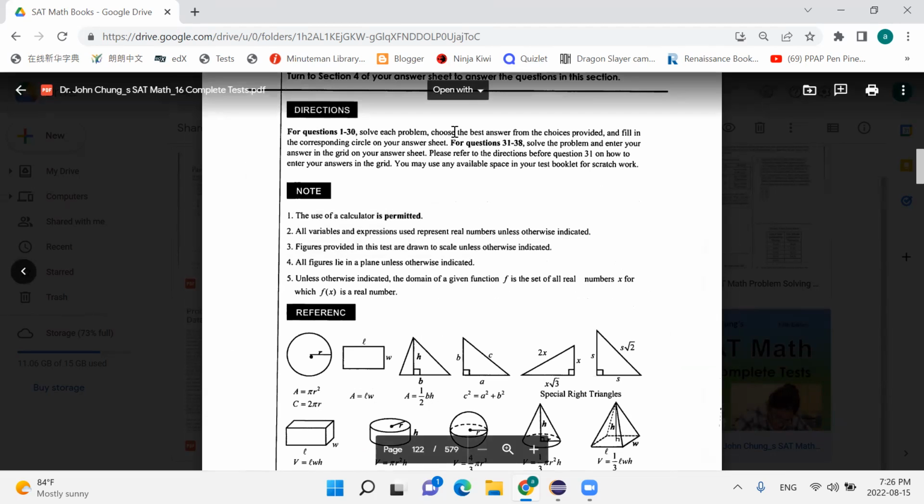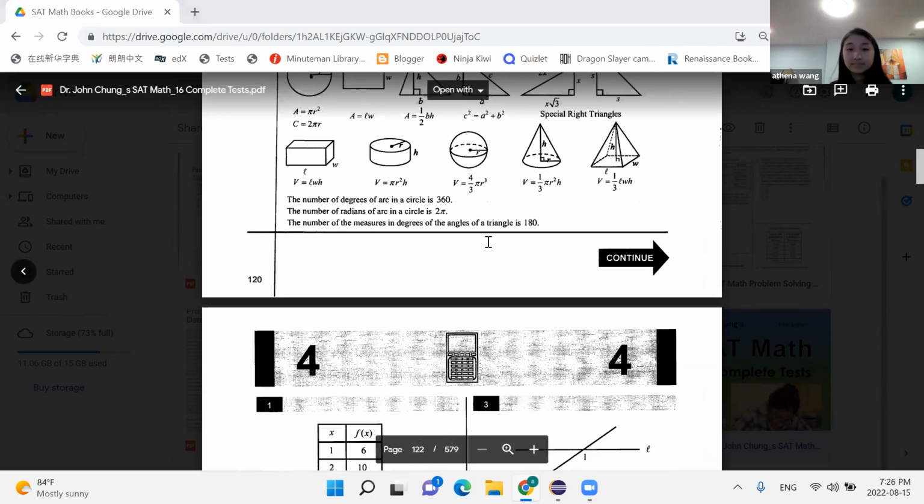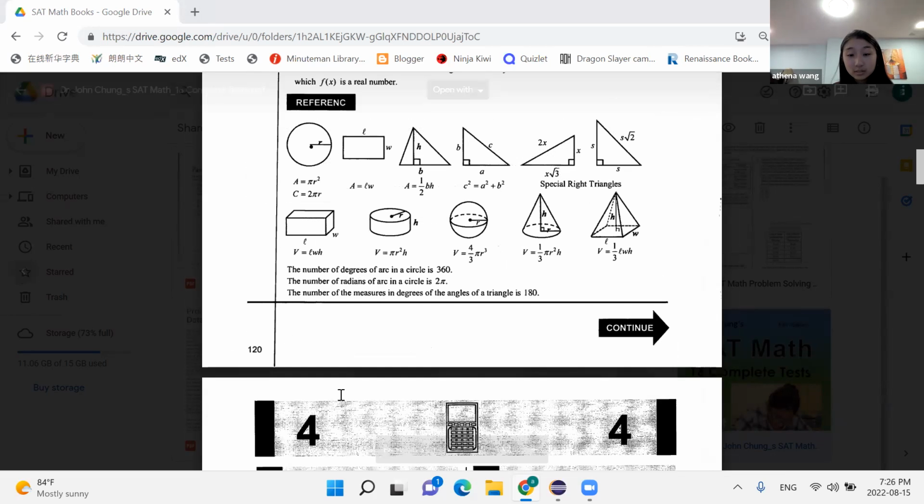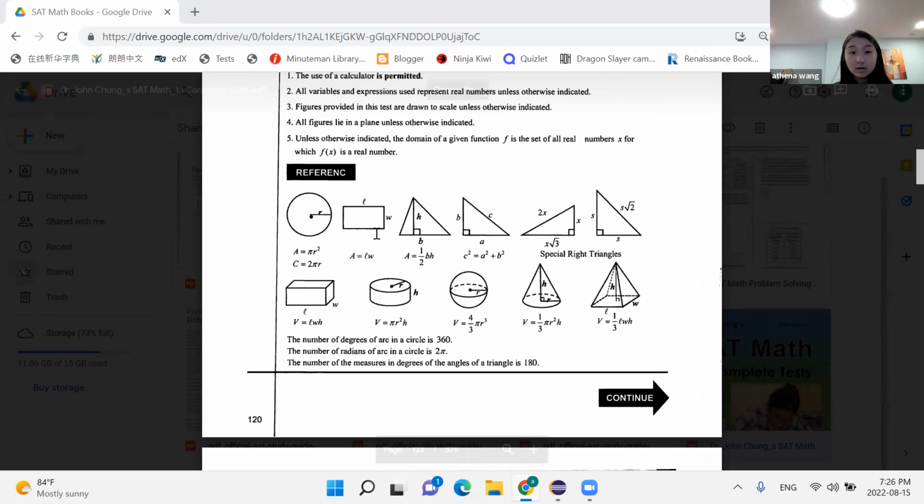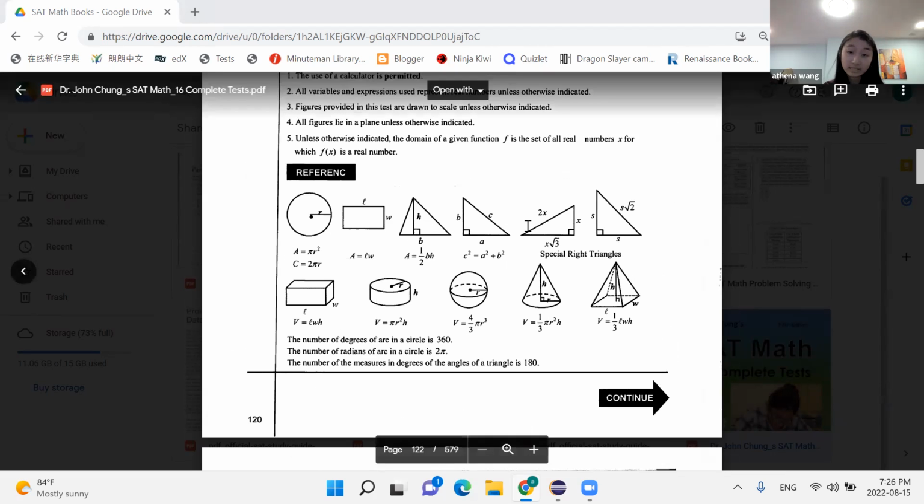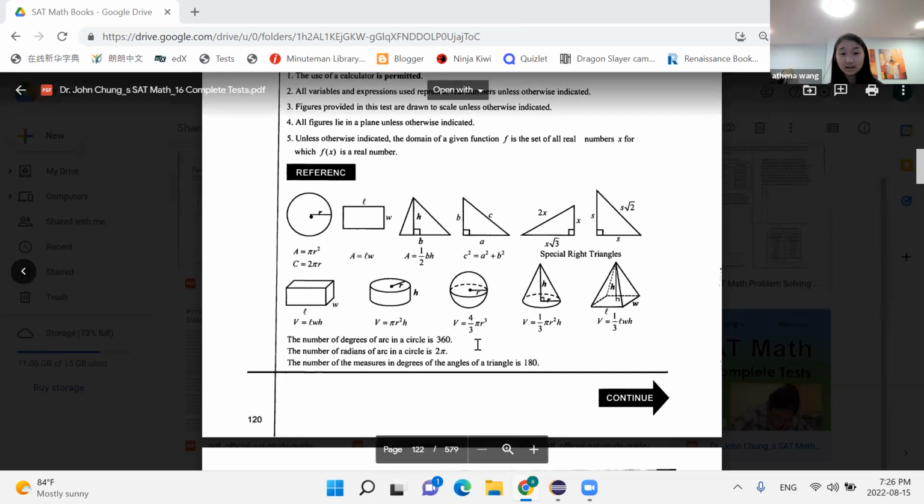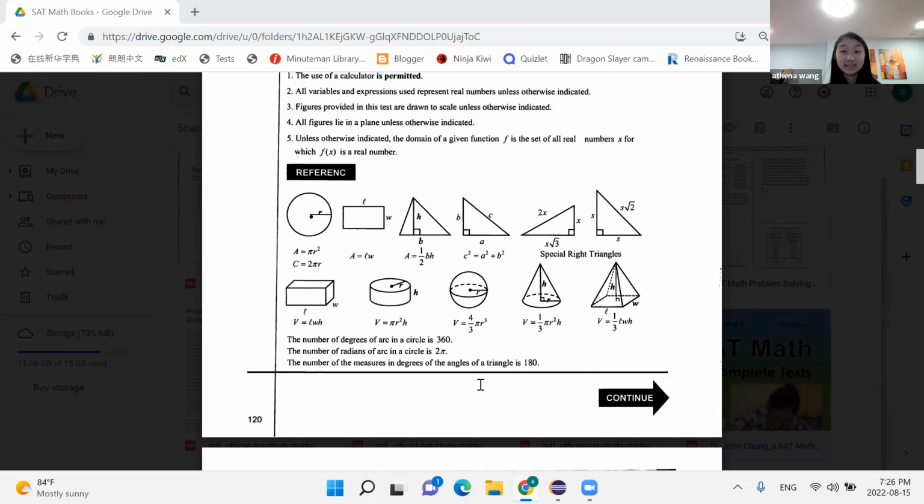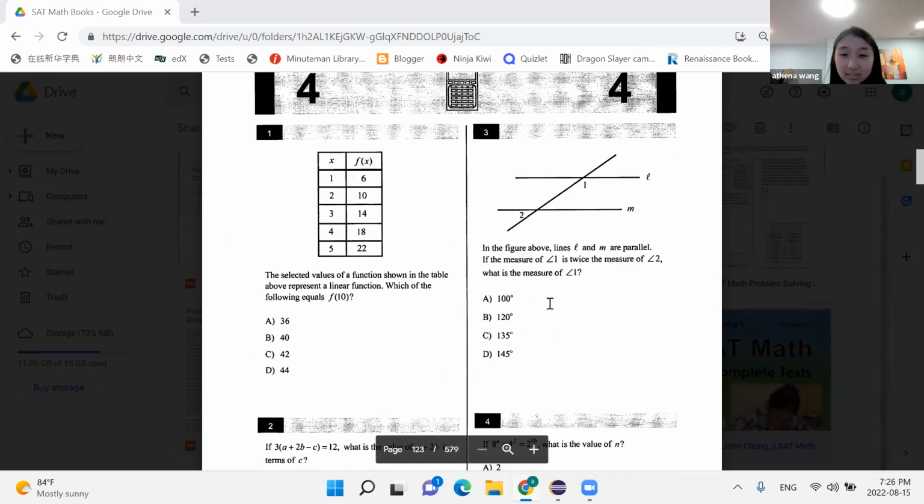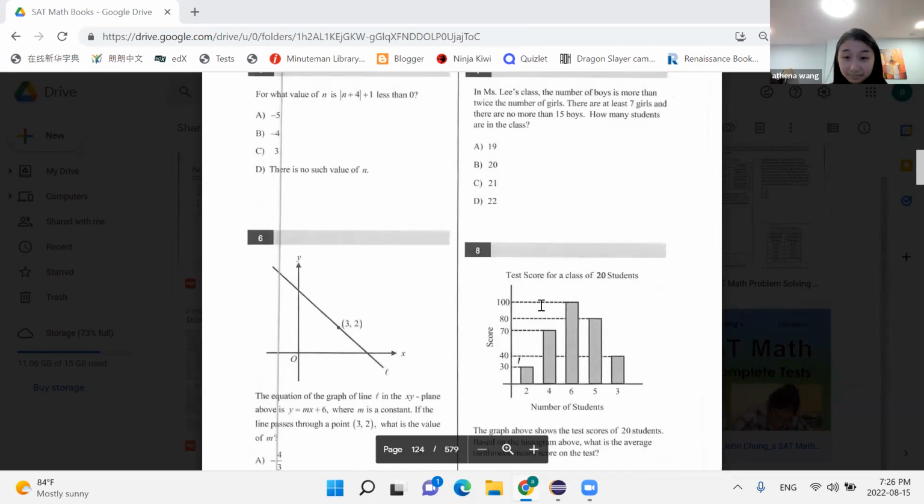Okay, maybe I can turn on my video again. So these are the formulas you are provided. You only know these references to the area of triangles or rectangles or circles, and then these volume formulas. And then they also give you really basic knowledge, like the number of degrees in a circle is 360 degrees, there are 2 pi radians in a circle, and the sum of the angles in a triangle is 180 degrees. So you would not know the trig functions.